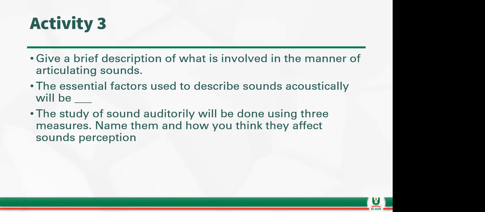Okay, talking about the manner of production, it has to do with the way the pulmonic egressive air escapes from our articulators. For example, talking about the plosives, when the pulmonic egressive air gets to the articulators, which is the upper lip and the lower lip, it forces pressure behind the articulators. And when the air is released, it comes out with a pop sound. Okay. That's all about manner of articulation.